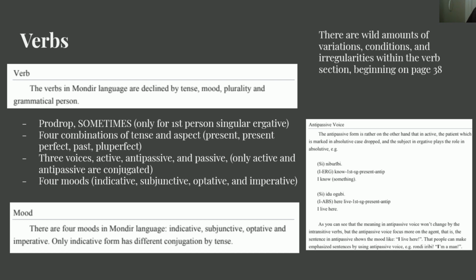We have 3 voices. There's active, anti-passive, and passive, but there's only really conjugations for active and anti-passive, and the passive is just signified through other moods and such. There's the 4 moods. There's indicative, subjunctive, optative, and imperative. And there are so many variations, conditions, and irregularities within the verb section. And it begins on page 38.